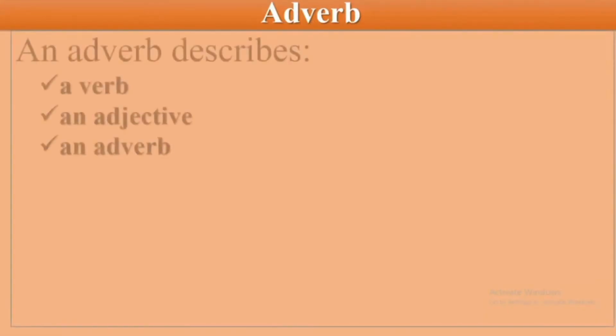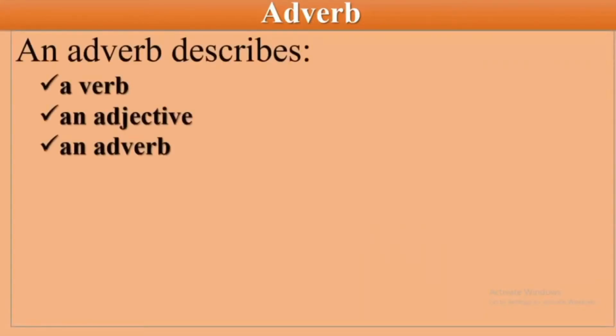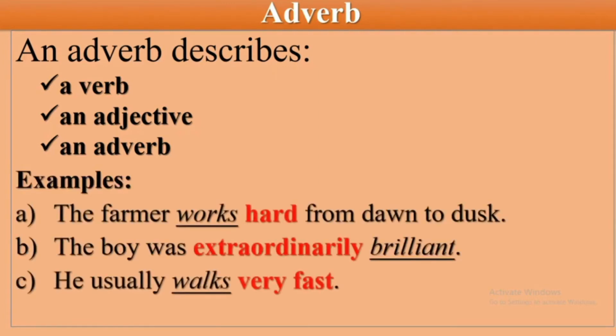Adverb. An adverb describes three types of word. These are a verb, an adjective, and an adverb. That is, an adverb can modify a verb, an adjective, and another adverb. An adverb cannot describe any word other than these three types of words. Now we are going to explain some examples.